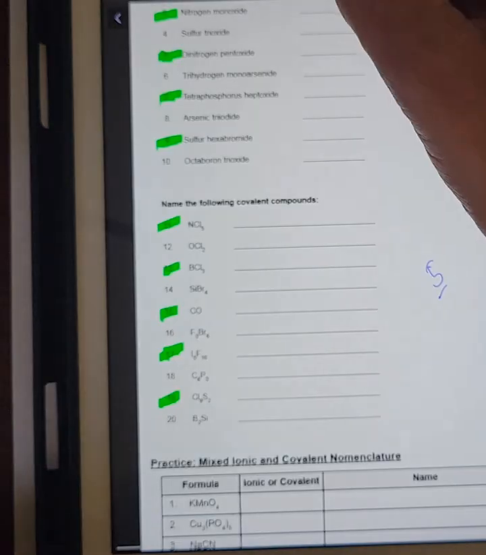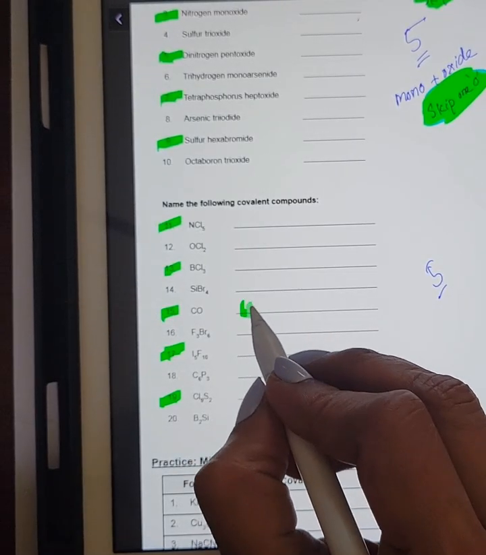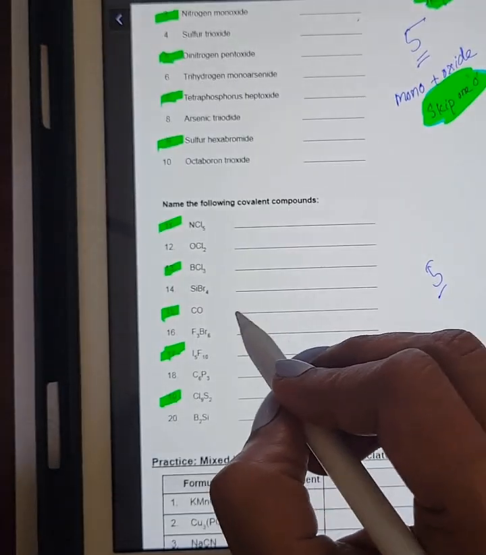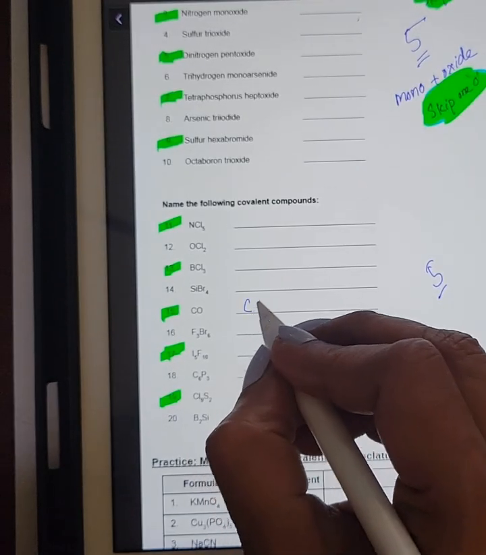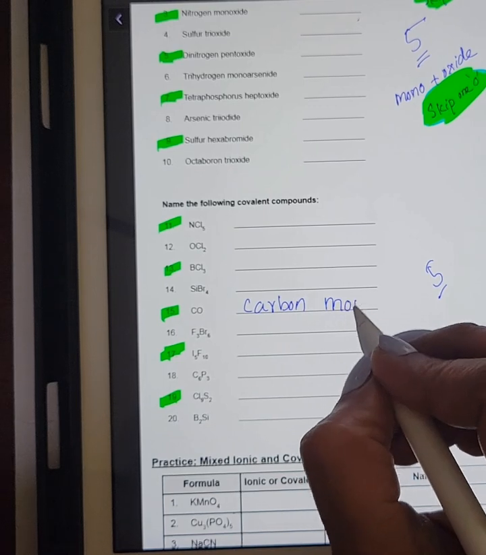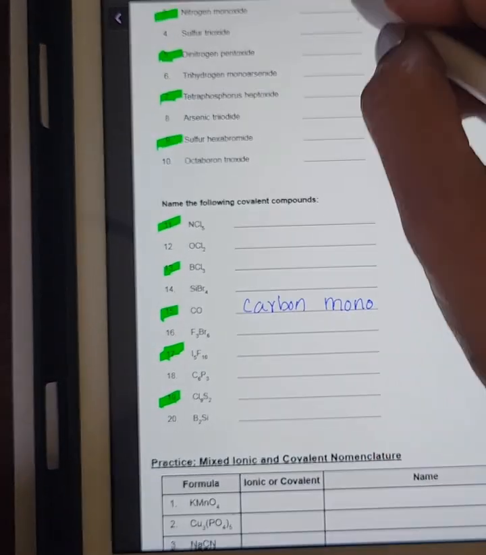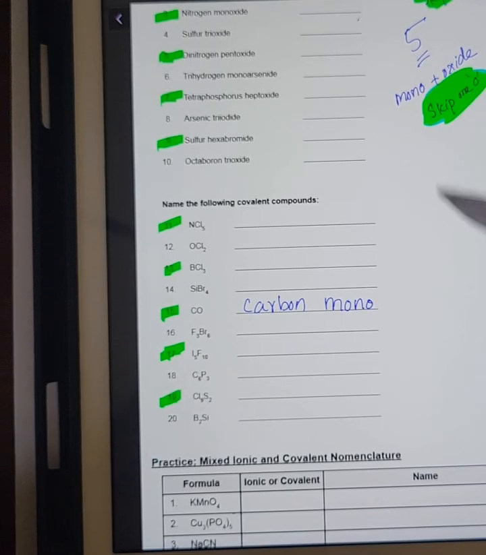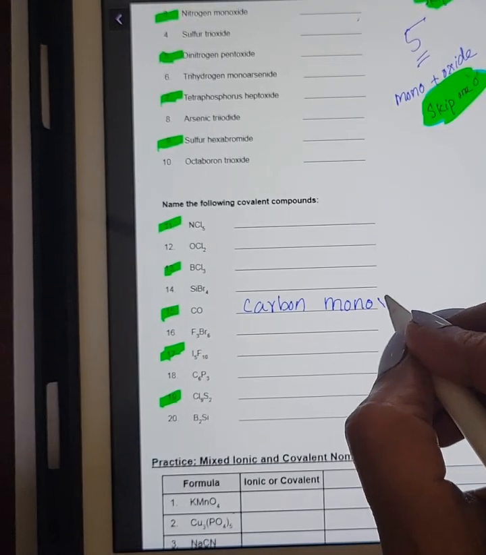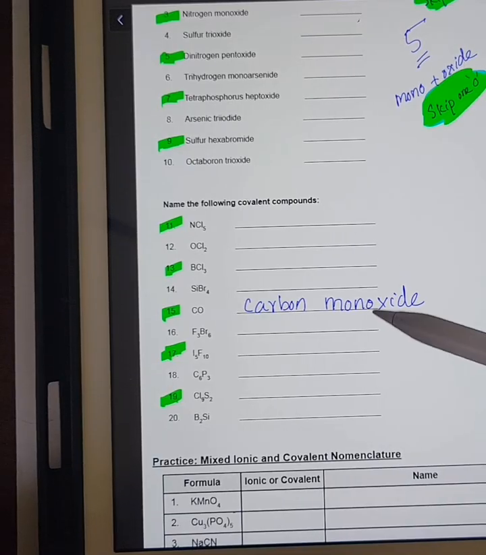So if you need an example, I'll write this one. We already wrote carbon monoxide, so this will be carbon. You won't write monoxide, okay? Instead you will write what? You will write monoxide. So that is important, okay? It's related to that.